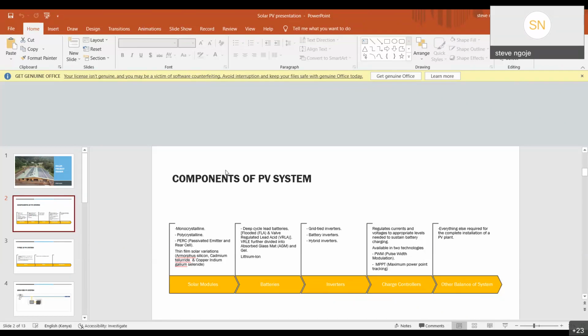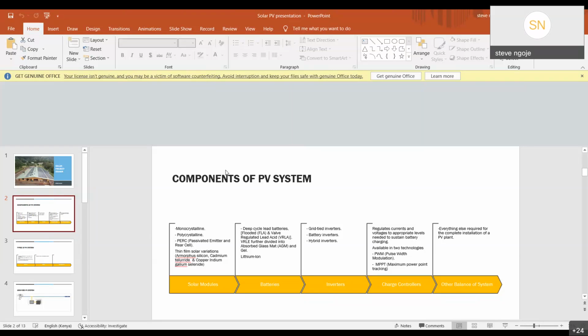we have batteries. For batteries, most people who are not in solar, when you tell them of batteries, they would probably just think about the car batteries and all. But there's a difference. If you look at my description, I was very specific on, for example, the lead batteries. I wrote there deep cycle, because the deep cycle batteries meant for solar are different from the starter batteries that are used in vehicles.